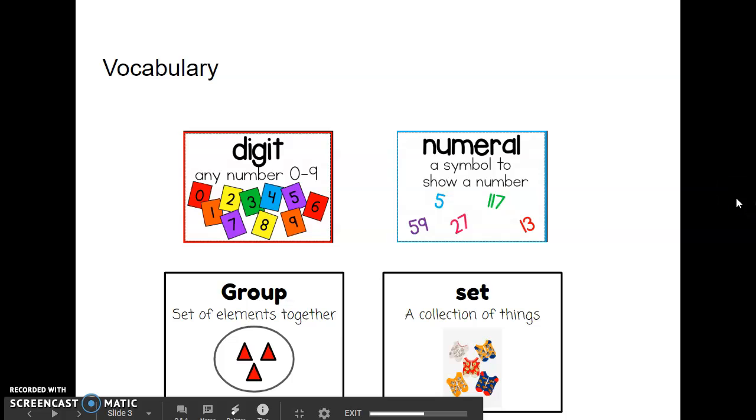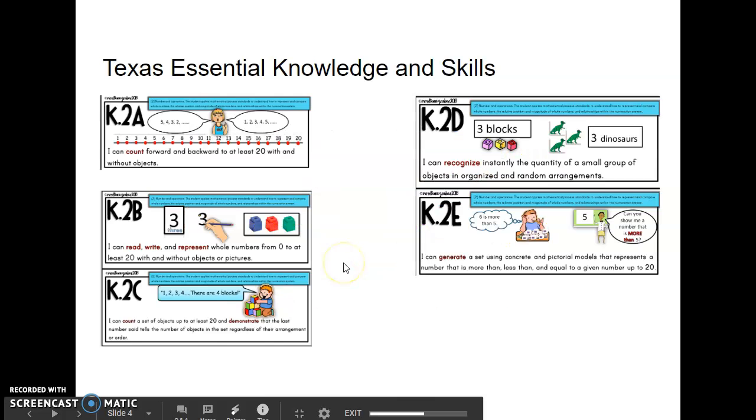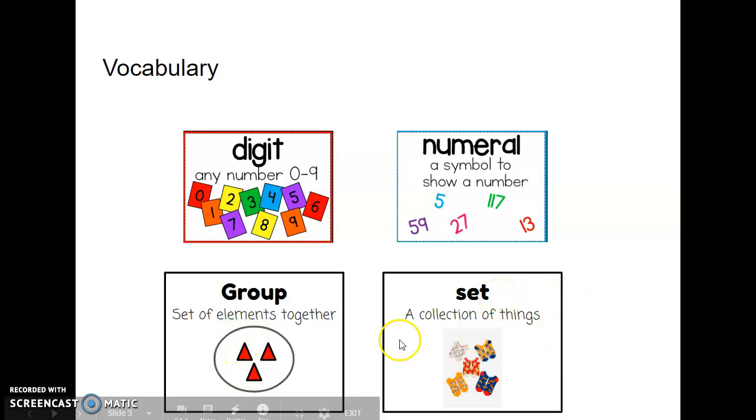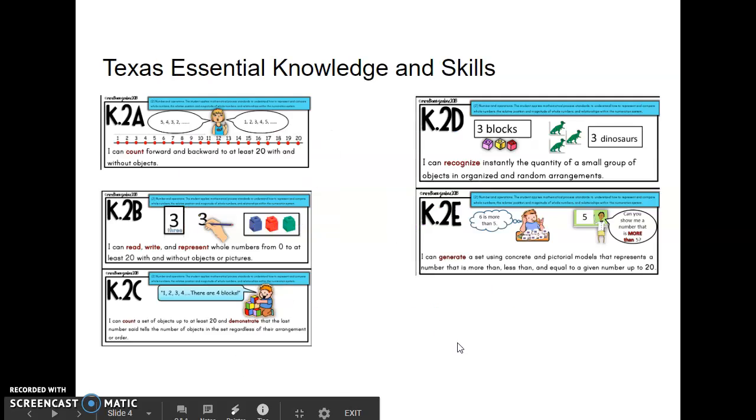So our vocabulary is digit, any number 0 to 9, and numeral, a symbol to show a number. This week we're going to be working with groups and sets. A group is a set of elements together, so this would be a group of red triangles. A set is a collection of things, so this would be a set of socks.